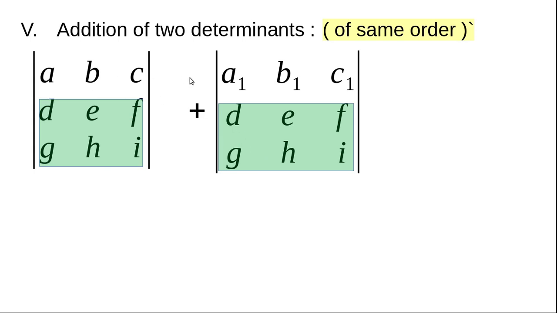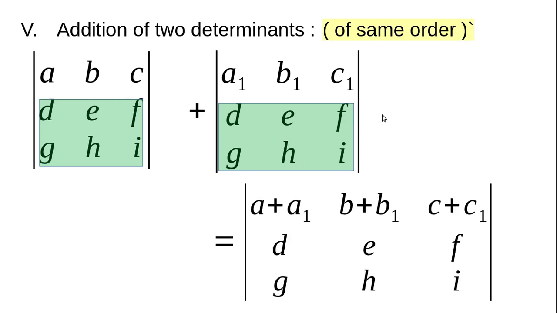So only the first row is unequal. So the result would be that the unequal row gets added component wise. That is, the first component would be added to the first component, b would be added with b1, and c would be added with c1, and the remaining two rows which are equal would remain the same. So this is the rule for adding two determinants. This rule also applies if two columns are equal. If two columns are equal and one column is different, then the different columns would be added component wise and the equal columns would remain the same.